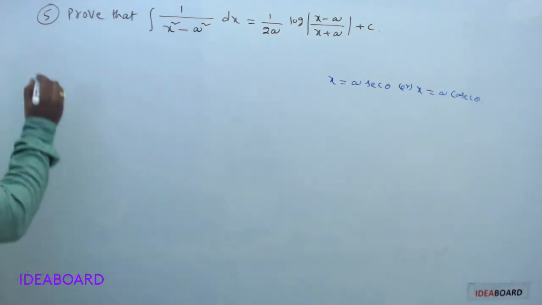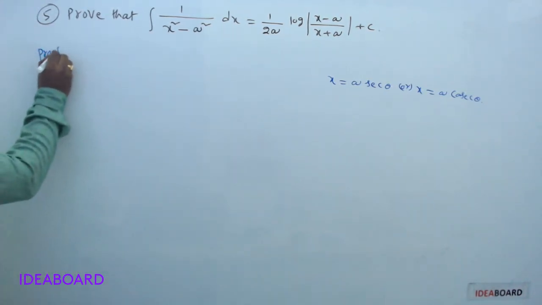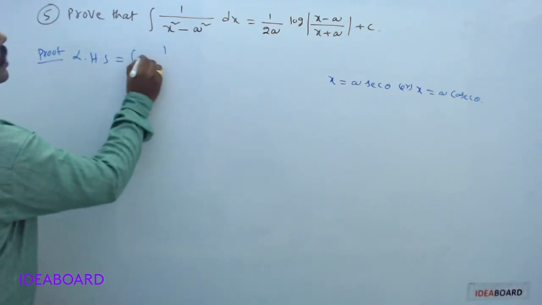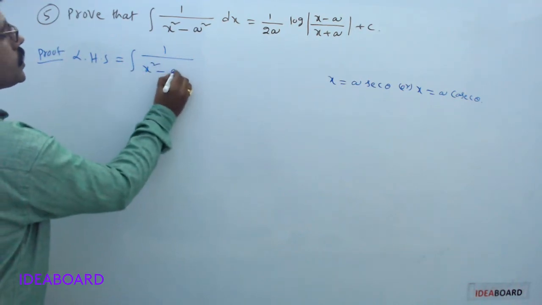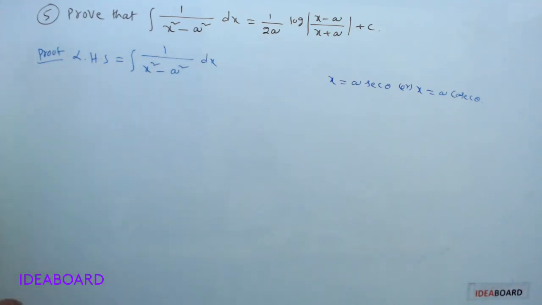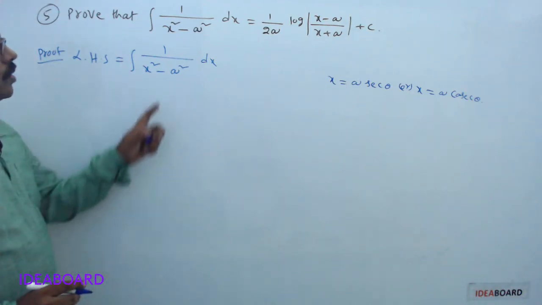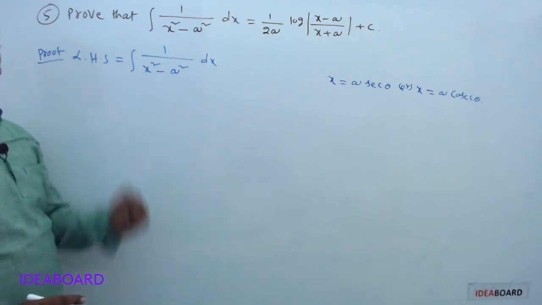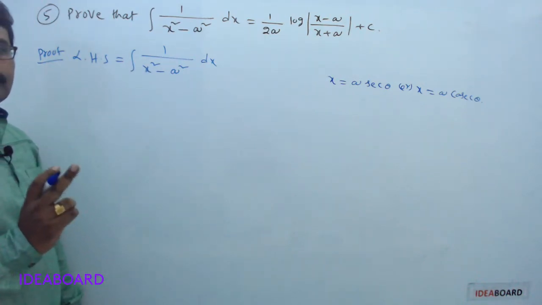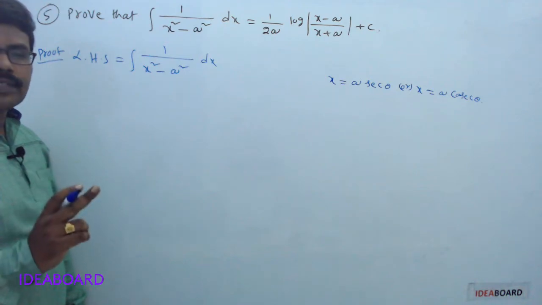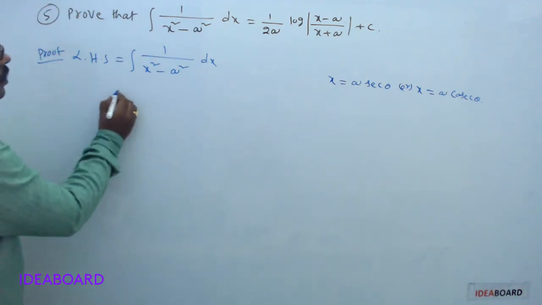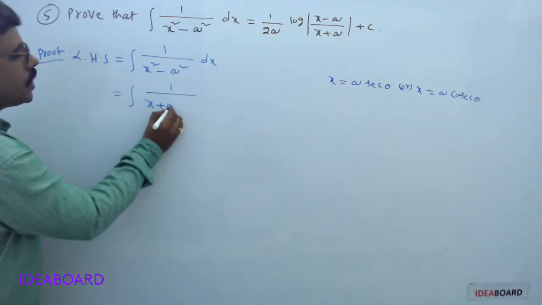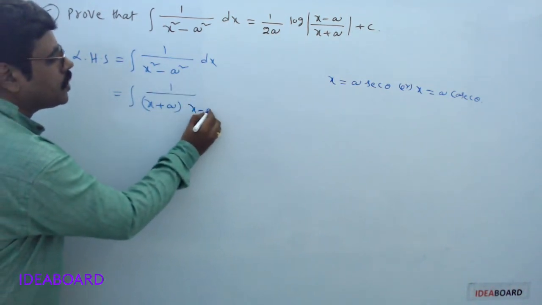First write down the LHS part. LHS is integral 1 divided by x square minus a square dx. If you observe the denominator, it is of the form like a square minus b square. So what are the factors of a square minus b square? a plus b into a minus b. Now this x square minus a square can be written as x plus a into x minus a dx.